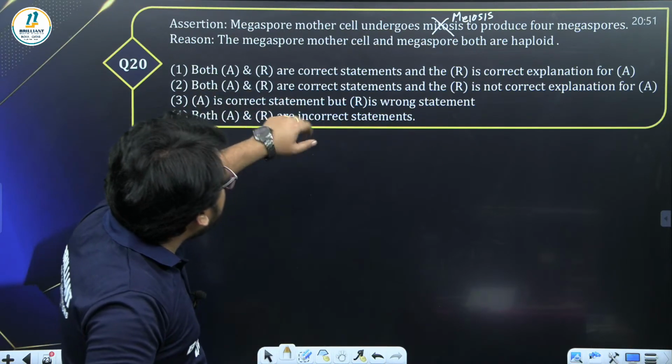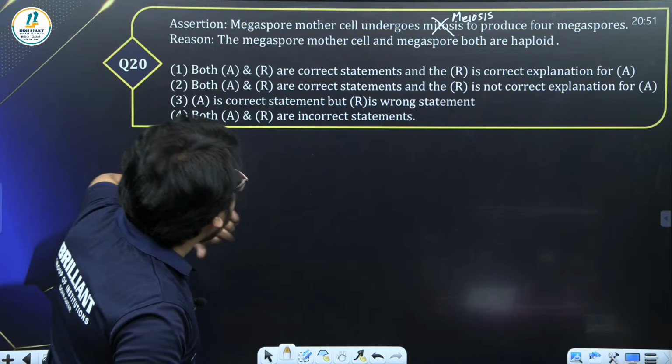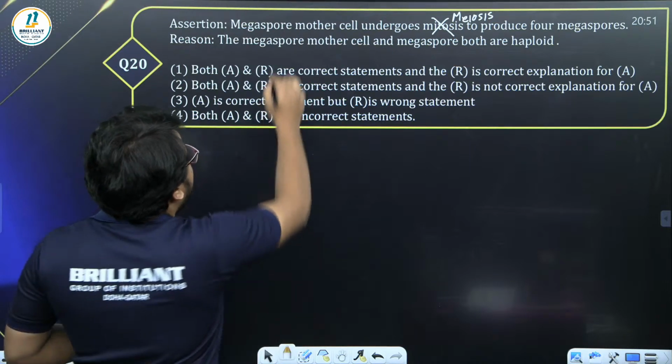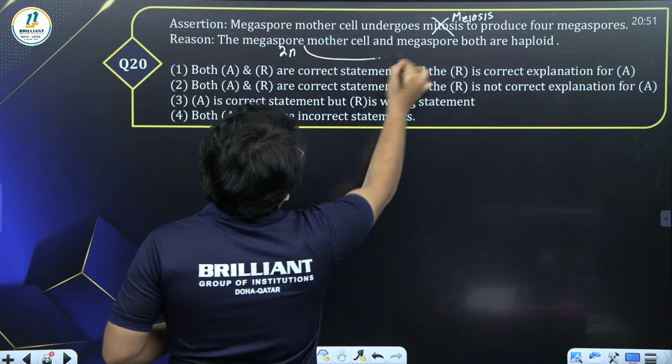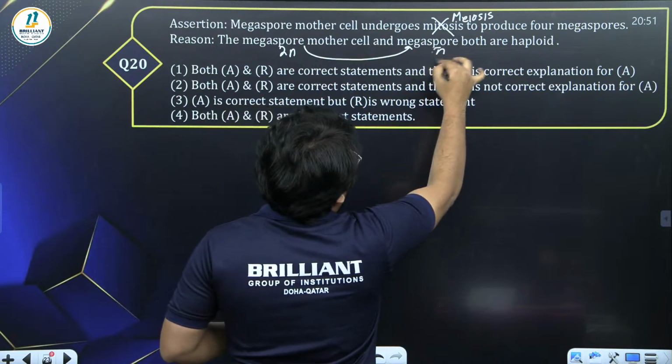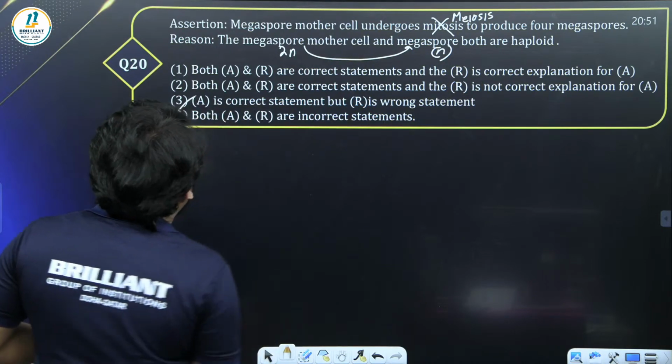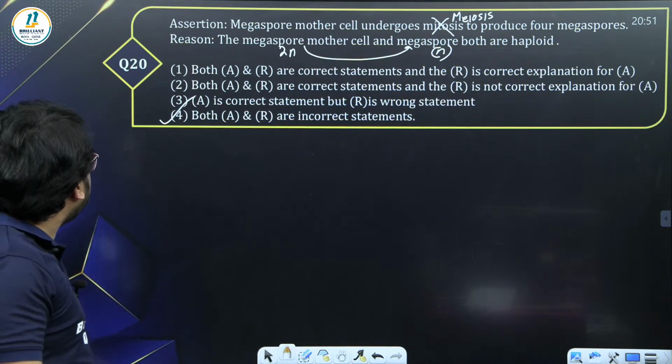Then megaspore mother cell and megaspore both are haploid. Megaspore mother cell is diploid. After meiosis, they will form megaspore that is haploid. So both assertion and reason are incorrect.